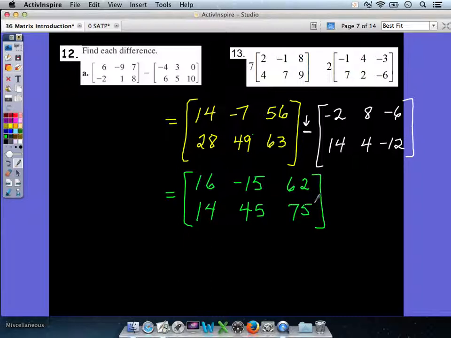So unless I made some careless errors, which I hope I haven't, this is a 2 by 3 to begin with, minus a 2 by 3, and again I end up with 2 rows by 3 columns for my answer.